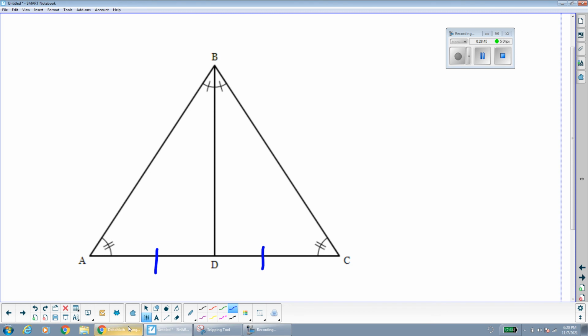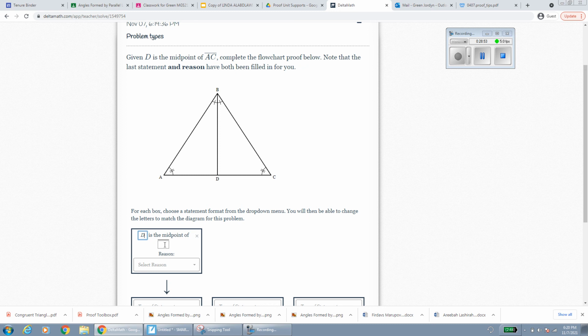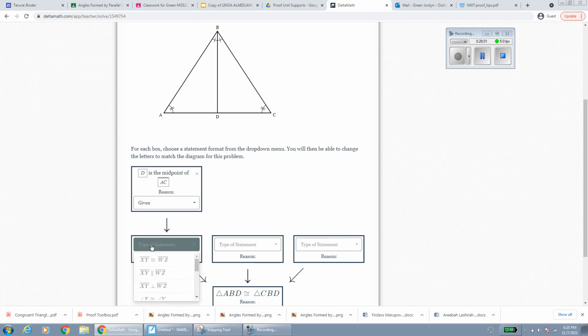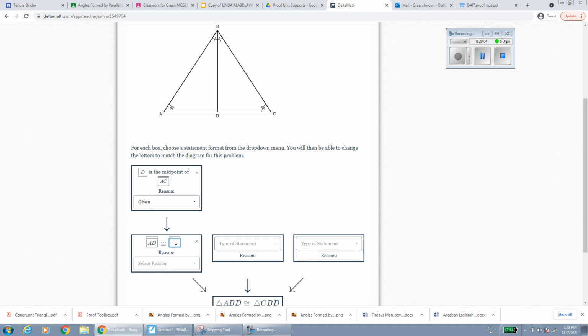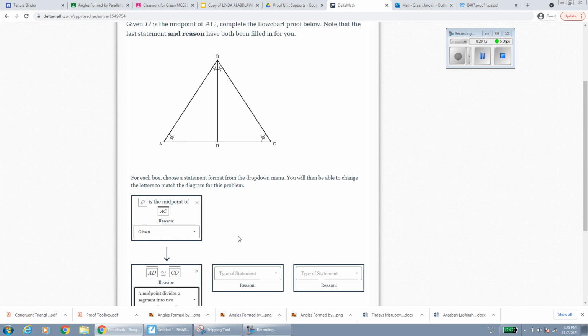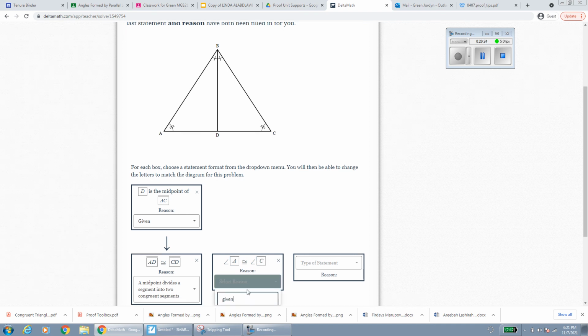Let's go to Delta Math and type this in. So the only given that we drew a conclusion from was knowing that D is the midpoint of AC, and that was given to us. From that given, we drew the conclusion that AD and CD were congruent to each other. And that's because we have a midpoint that divides a segment into two congruent segments. Then we have our other givens. We have angle A is congruent to angle C. I see that in the diagram. So that's angle A congruent to angle C, and that is given.